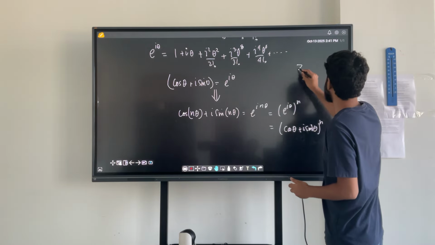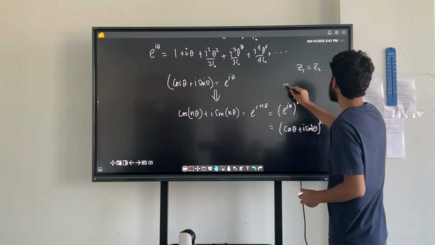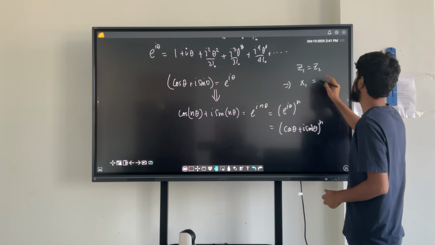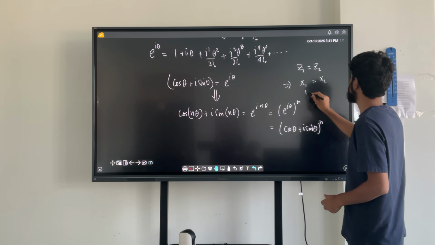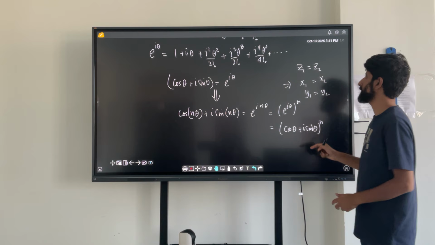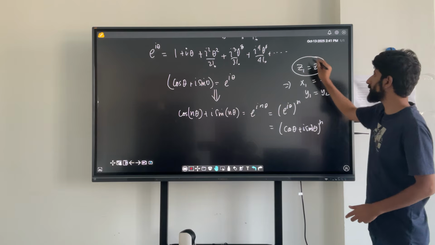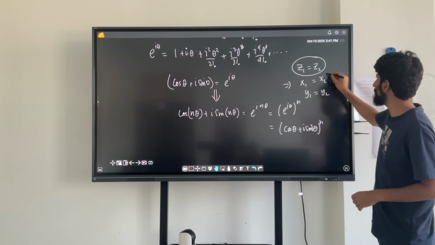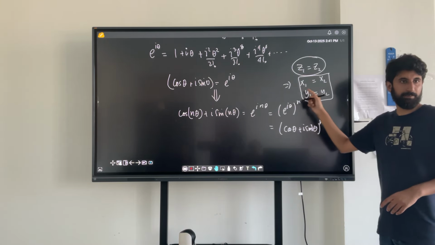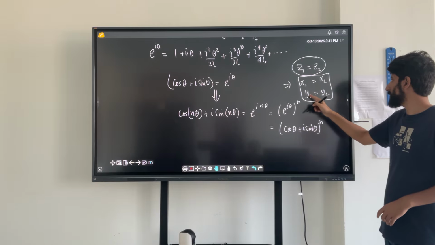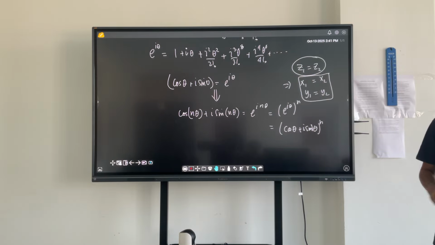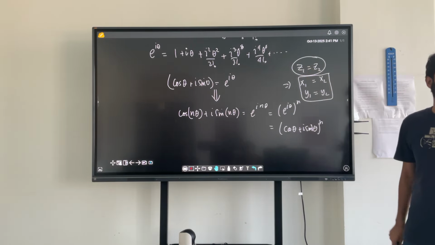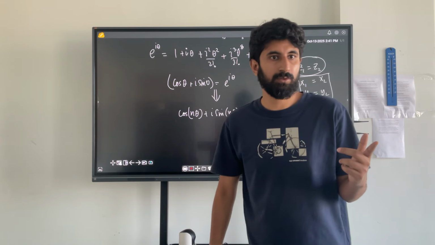Because if z1 is equal to z2, that implies the real part of z1, which let's say is x1, is the same as the real part of z2, which is x2, and the imaginary parts are also the same. This is a complex equation. You are saying the two complex numbers are the same. That is equivalent to saying that these pairs of real numbers are the same: x1 equals x2, then y1 is equal to y2. So these are real equations, no complex business involved here. Every complex equation gives you two real equations.